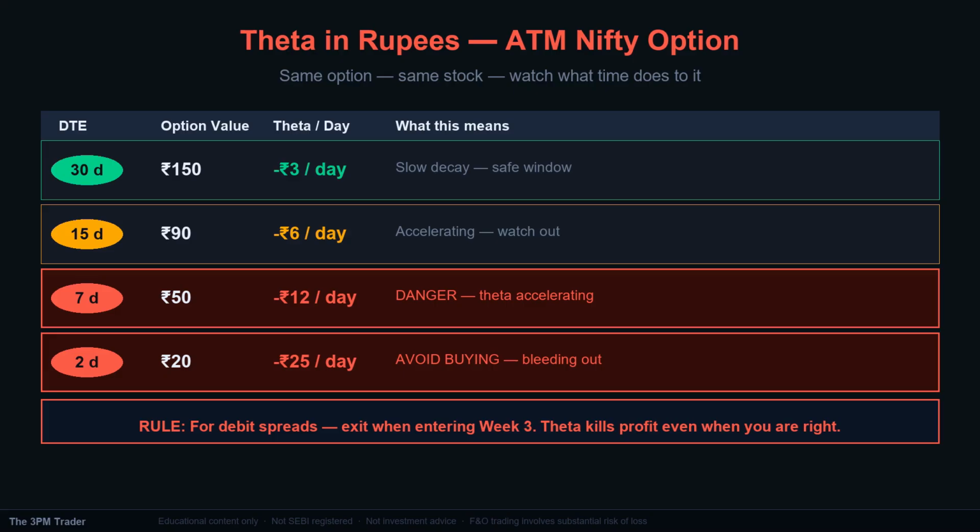With 7 days left, the option is worth 50 rupees and Theta is 12 rupees a day. In the final 2 days, Theta destroys 25 rupees per day. The option is bleeding out.